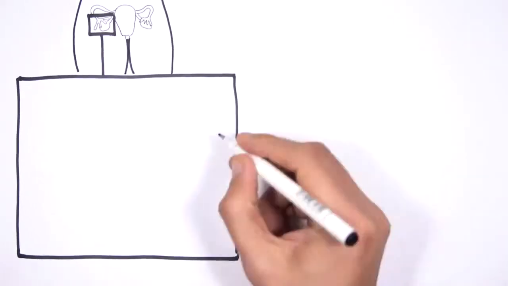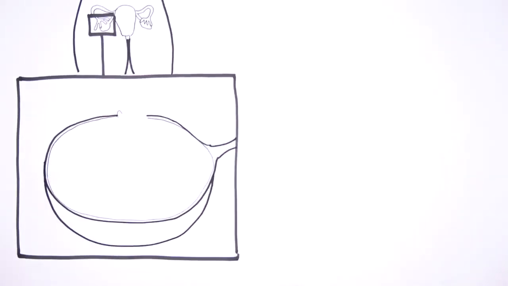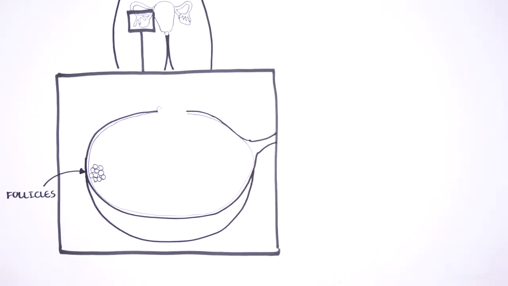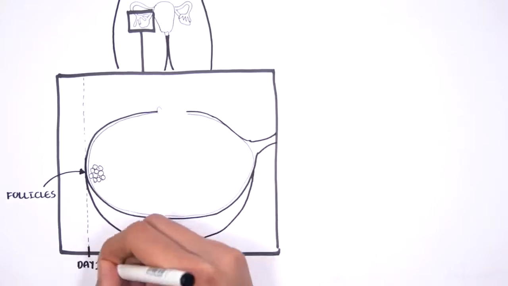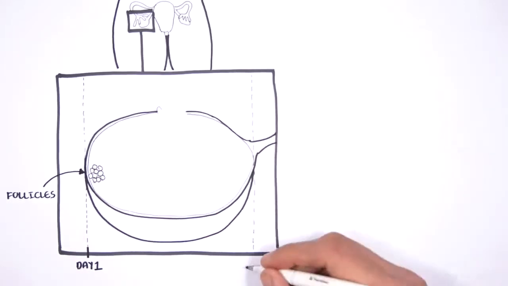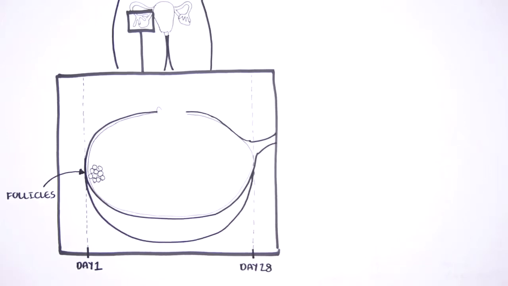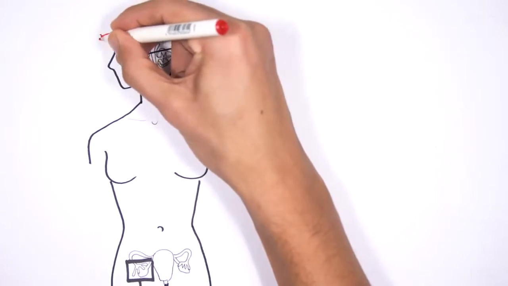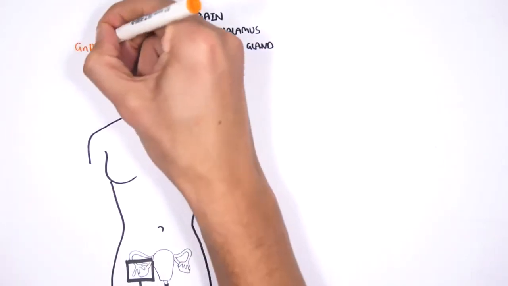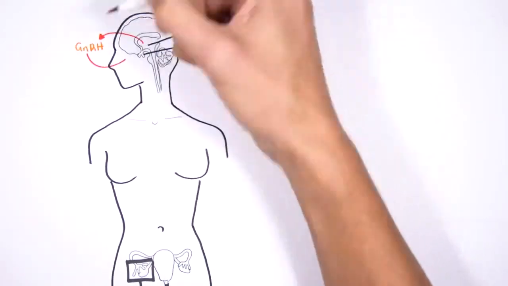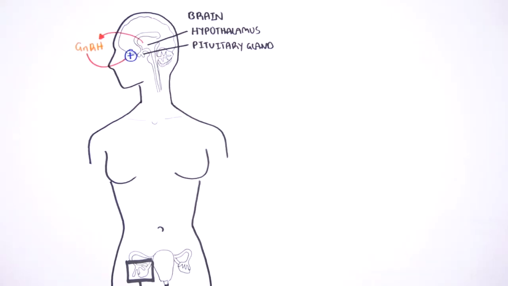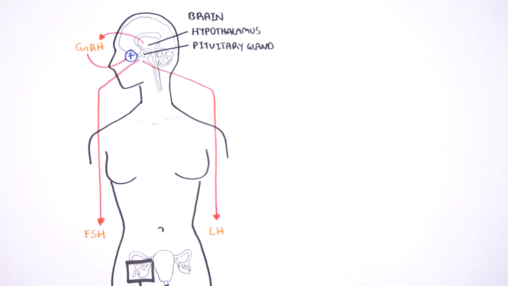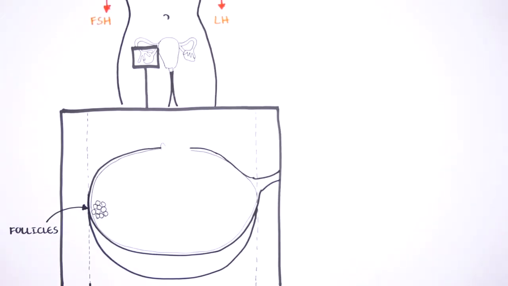We are zooming into the right ovary. A woman of reproductive age has many follicles within each ovary, ready to develop each month. The menstrual cycle is typically 28 days in duration. The menstrual cycle at day 1 begins with the release of gonadotropin releasing hormone, or GnRH for short, from the hypothalamus. GnRH stimulates the pituitary gland to release follicle stimulating hormone, or FSH, and later luteinizing hormone, or LH for short.